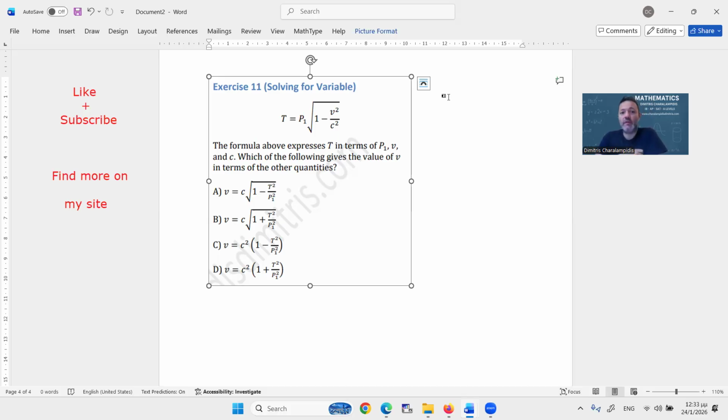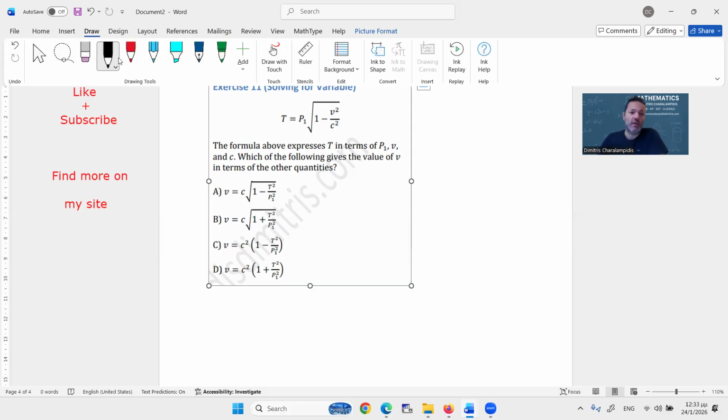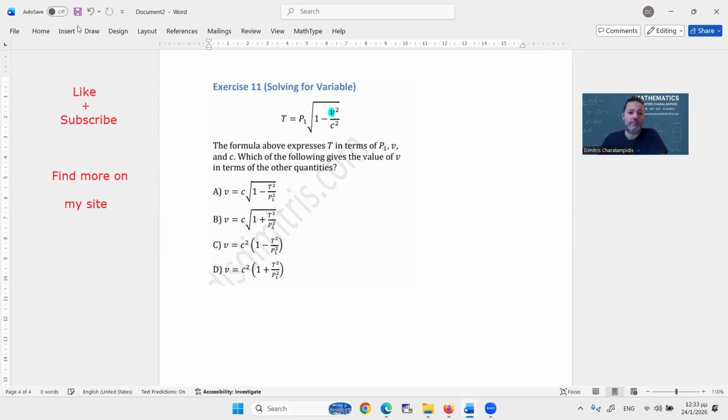So, we were given that t is p1 times root of 1 minus v squared over c squared, and we need to solve for v. So, we need to isolate v, which is right here.